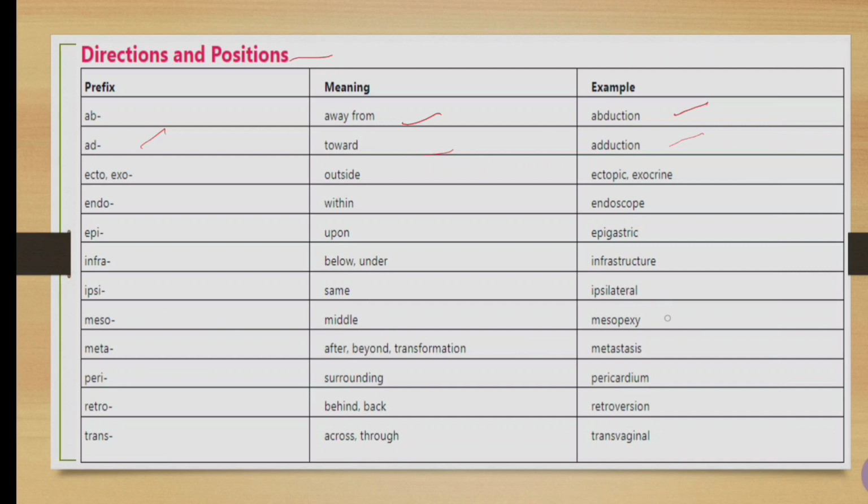Meso means middle, for example mesopexy. Meta means after or beyond transformation, for example metastasis. Peri means surrounding, that is pericardium. Retro means behind or back, for example retroversion. Trans means across or through, for example transvaginal.